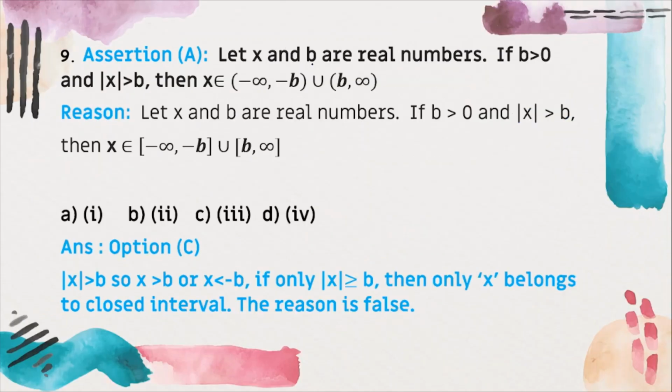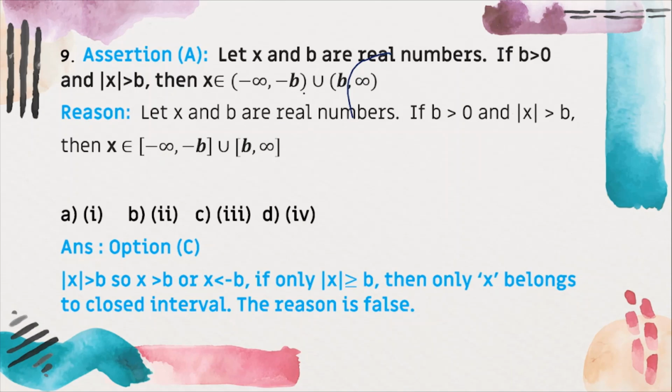Question 9. Let A and B are real numbers where B is greater than 0 and mod x is greater than B. Then x belongs to minus infinity to minus B union B to infinity. This is the assertion. The reason is let x and B are real numbers, the same statements given here. If B is greater than 0 and mod x is greater than B, the same statement, then x belongs to the closed bracket of the same thing.